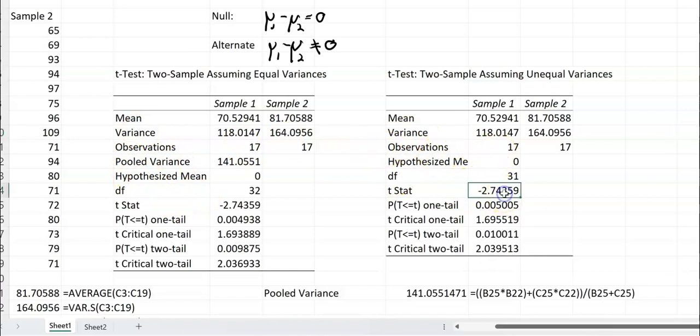The t-stat comes up. In this case, coincidentally, the t-stats are exactly the same. But usually it may not be the case, so it's better to run them. If you believe that the variances are equal, then you run this test. If they're not equal, you run this test. And we do see that the absolute value of the t-stat is greater than the critical value of t, so in this case, we also reject the null.